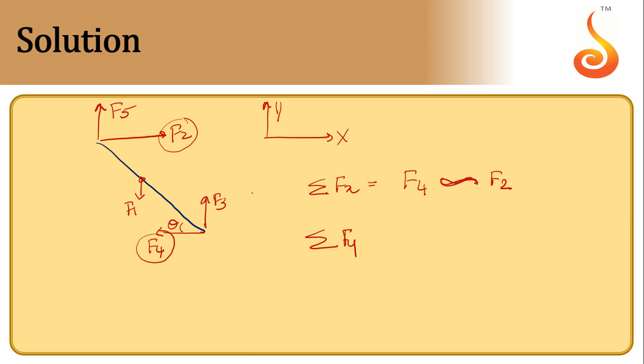Net force along y-axis. What are all the forces along y-axis? F5, F1, F3. And if you notice, F1 is in the downward direction. So I'm going to write F1. The rest of the forces, F5 and vector F3, are in the upward direction. So I can write F1 difference F5 plus F3. This is the resultant force acting.